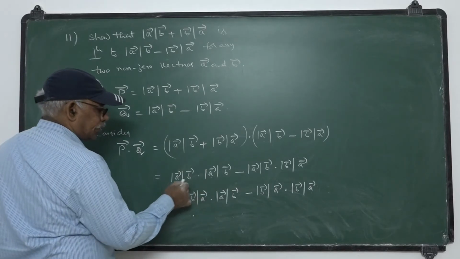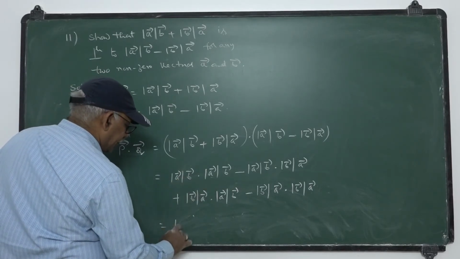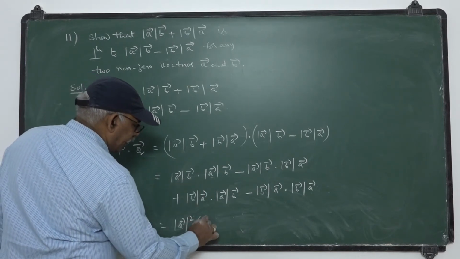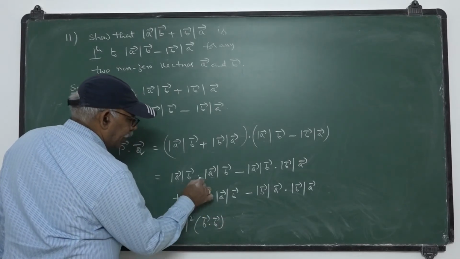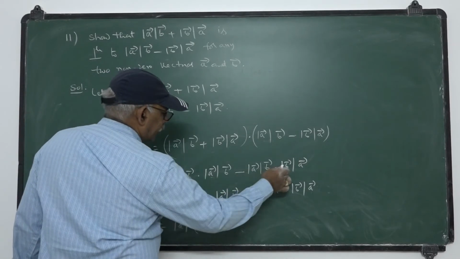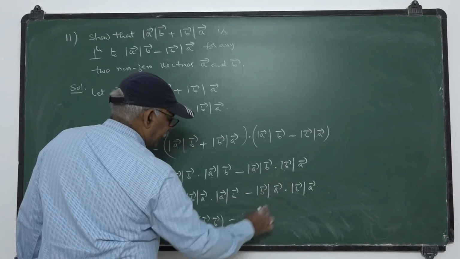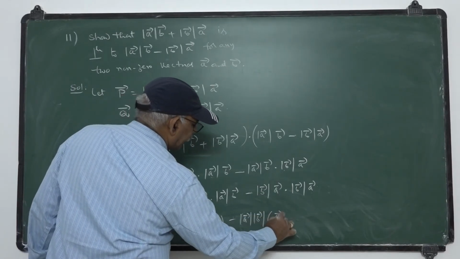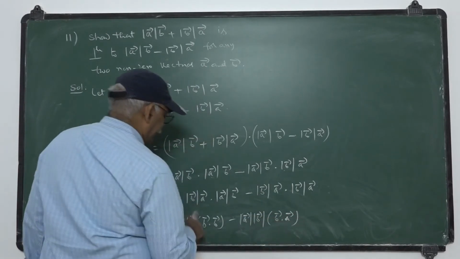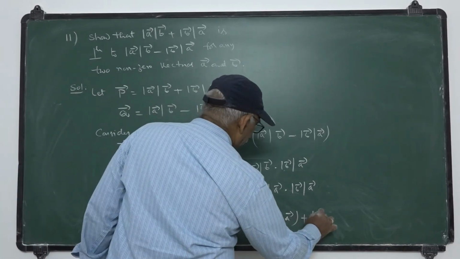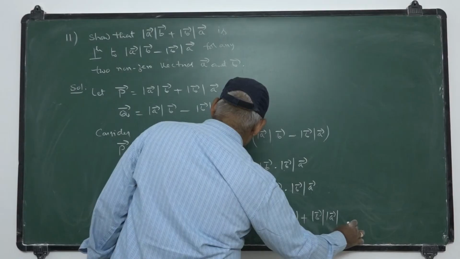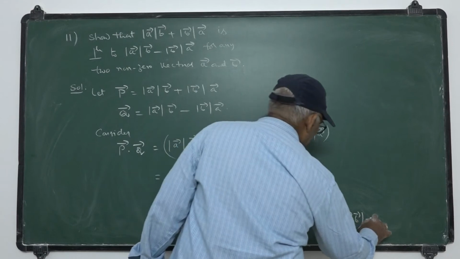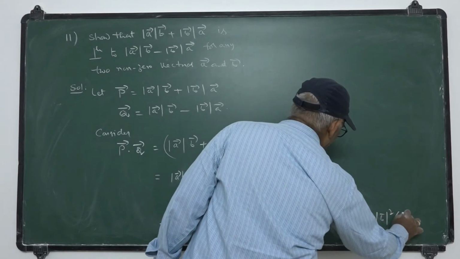These two are scalars, so multiply these two at first. That gives us mod A square into mod A square into B dot B. Similarly, multiplying the scalars at first, mod A into mod B into B dot A. Similarly here, mod B into mod A into A dot B minus mod B square into A dot A.